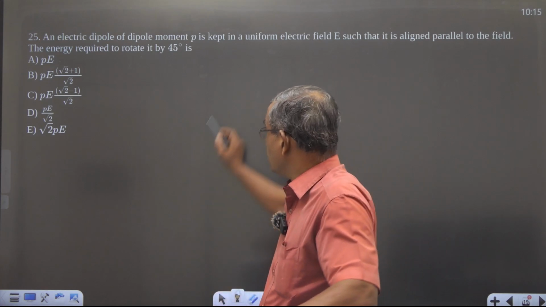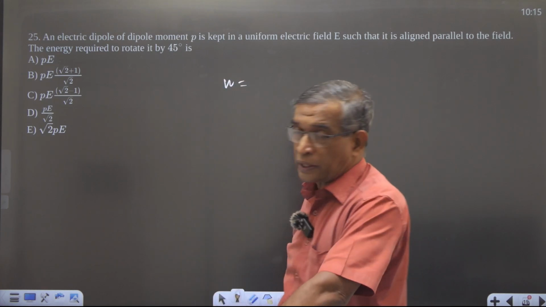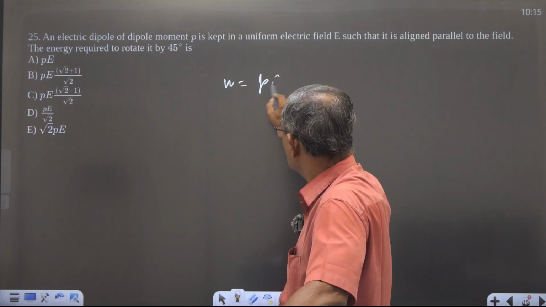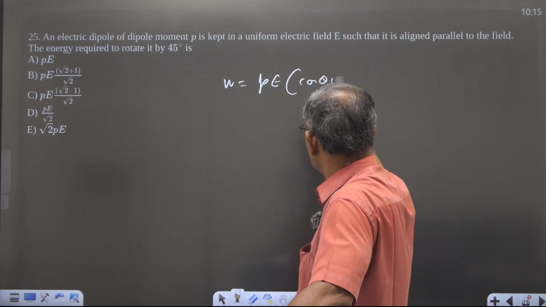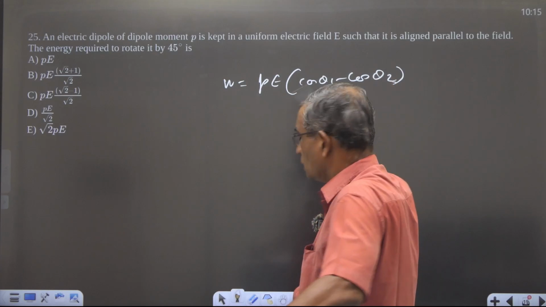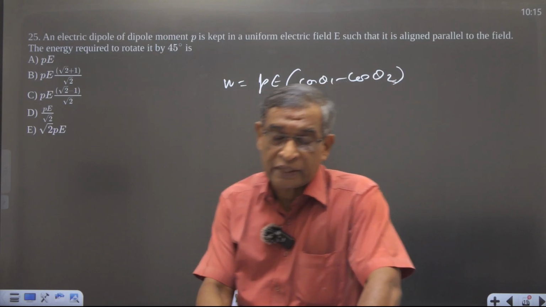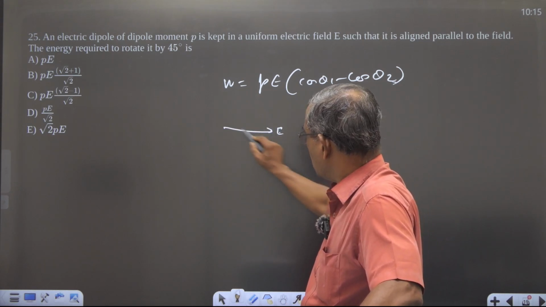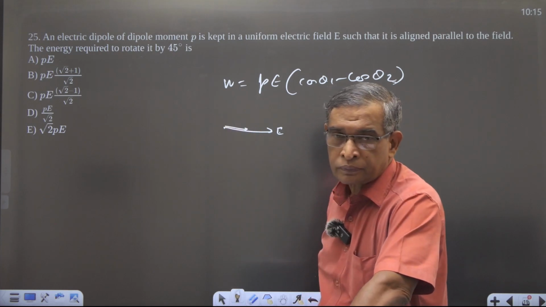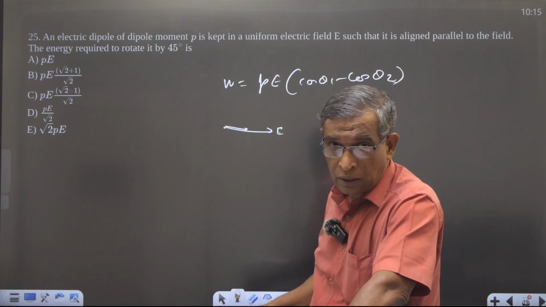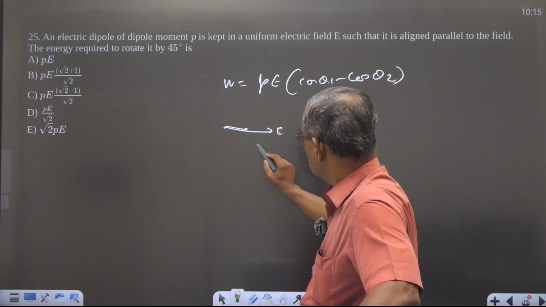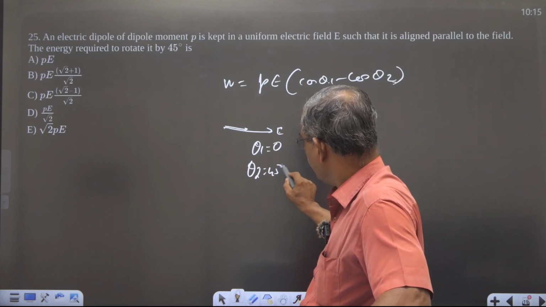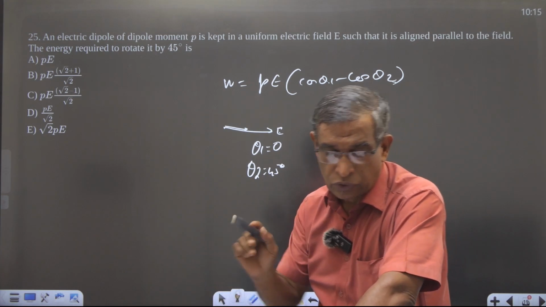We know the basic definition for work done in rotating a dipole from theta 1 to theta 2 is given by PE into cos theta 1 minus cos theta 2. This is the expression for work done for rotating a dipole. Here, this is the field and the dipole is along this direction, and therefore the angle is 0. Our theta 1 is 0, and theta 2 is equal to 45 degrees.